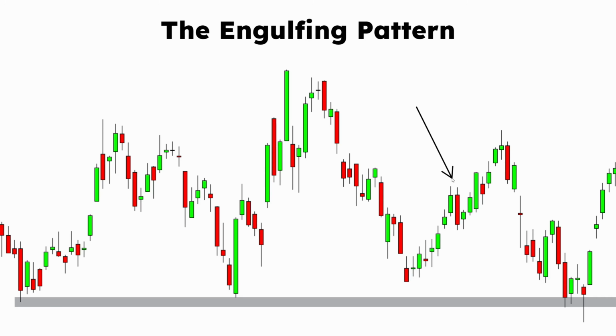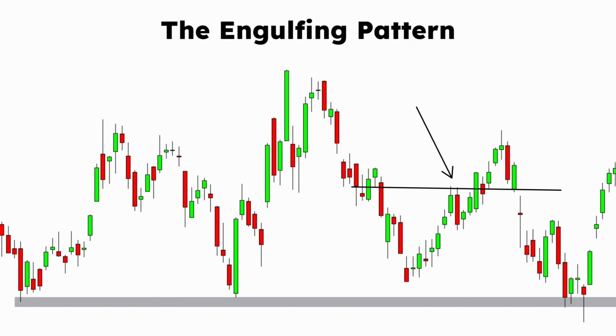And you may of course wonder, why did this pattern fail? Well, first of all, not all patterns will be successful. And the other reason here is that we didn't really have anything to support the pattern. So for example, at this level right here, we don't have any clear support or resistance level. So there's not really a clear reason for the price to sharply reverse here.